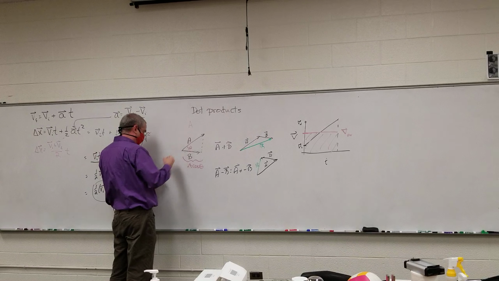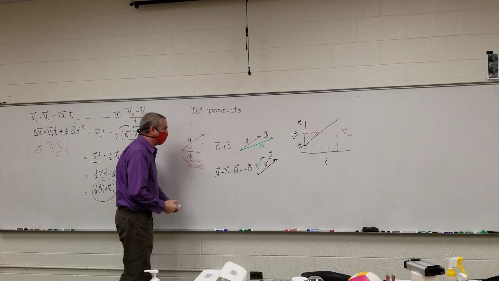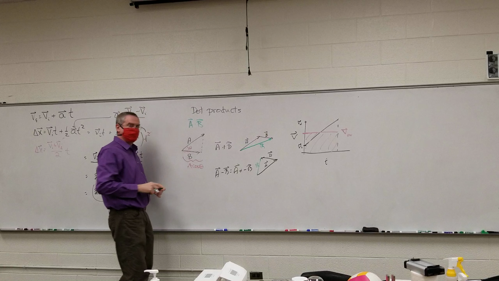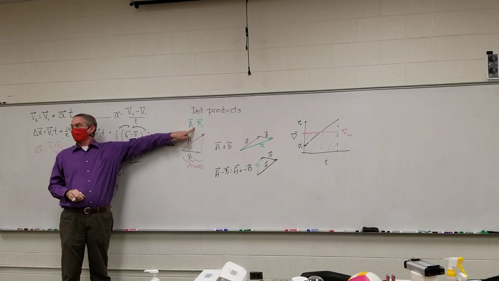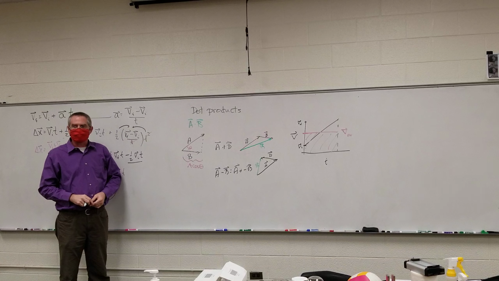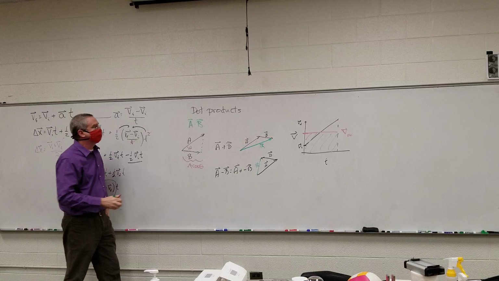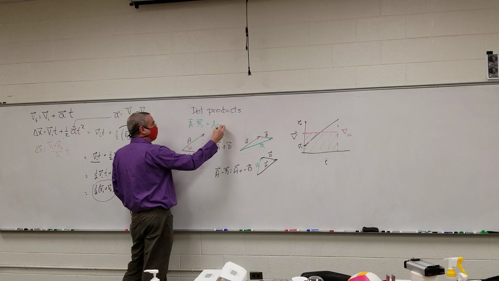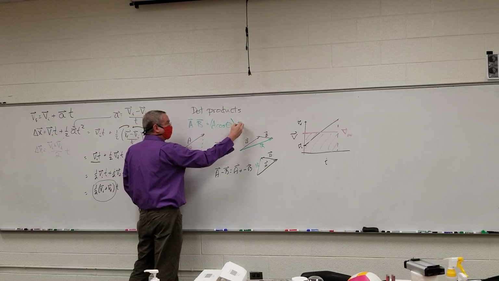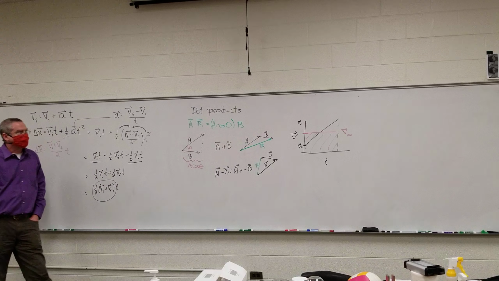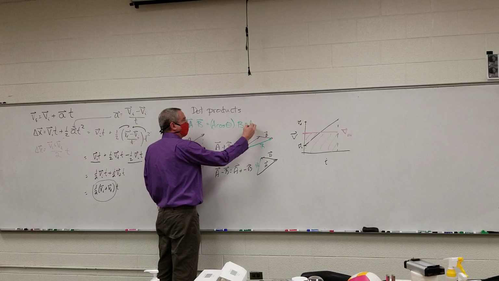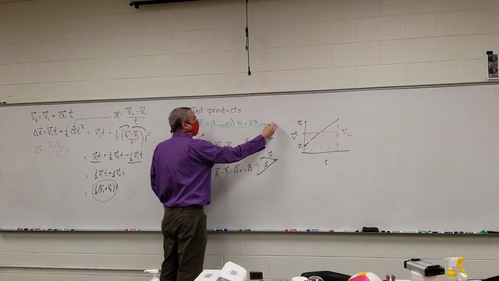So A dot B, the reason why it's called a dot product is we use a dot here. You can't just use any old multiplication symbol. It's going to be the part of A parallel to B, which is A cosine theta, times B. Or, as typically written, A B cosine theta.